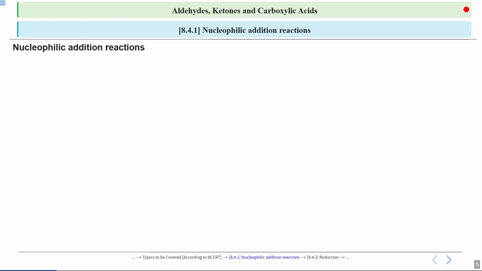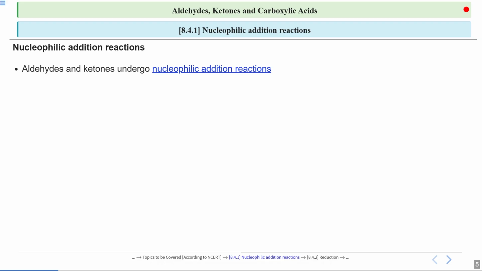So first we will start with nucleophilic addition reactions. Now we all know that aldehydes and ketones have the presence of a carbonyl group, right? Because of the carbonyl group, the carbon in the carbonyl group is electron deficient. Being electron deficient, it is the prime target for nucleophiles, which are electron rich species. So aldehydes and ketones undergo nucleophilic addition reactions.